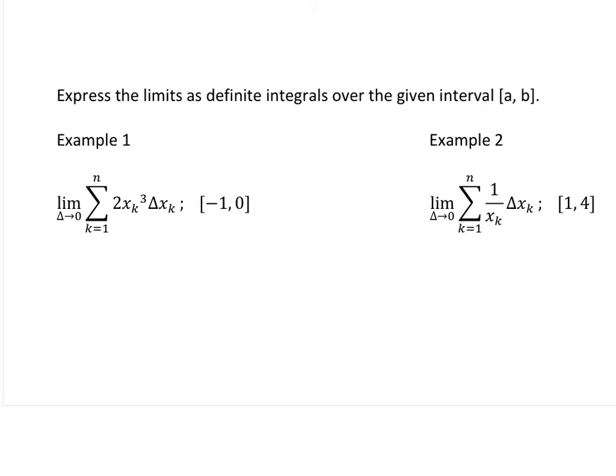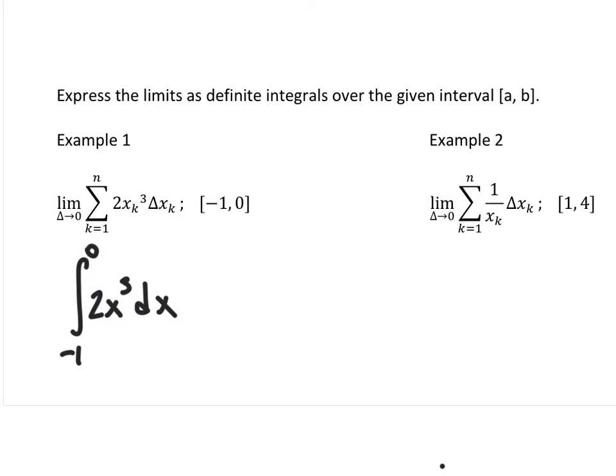So the first thing I want to do is take this idea of the limits of a finite sum, and I want to express those limits as definite integrals over the given interval AB. So the first thing that I would do is take this finite sum, take the limit of it, and what this gives me is the integral from -1 to 0 of 2x cubed dx. And so all I'm doing is just rewriting these in integral form, okay?